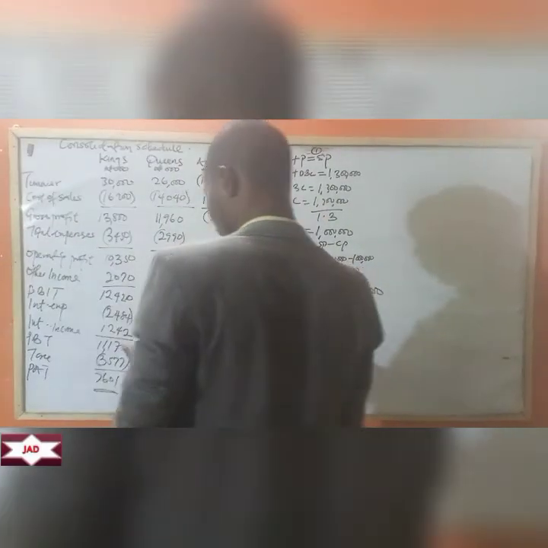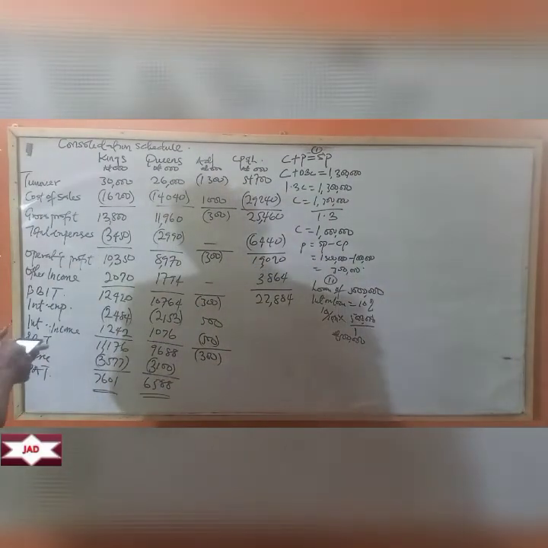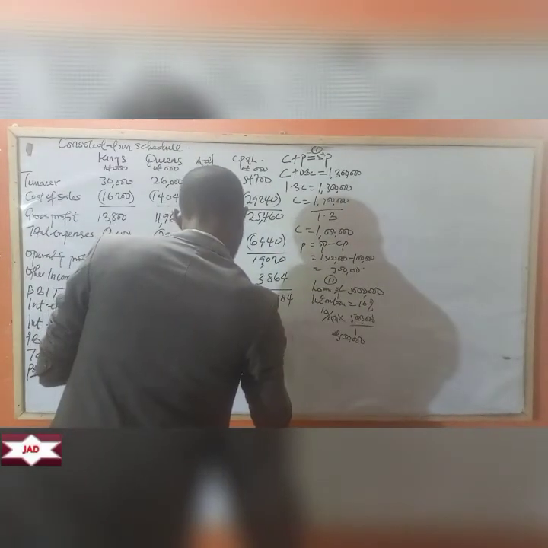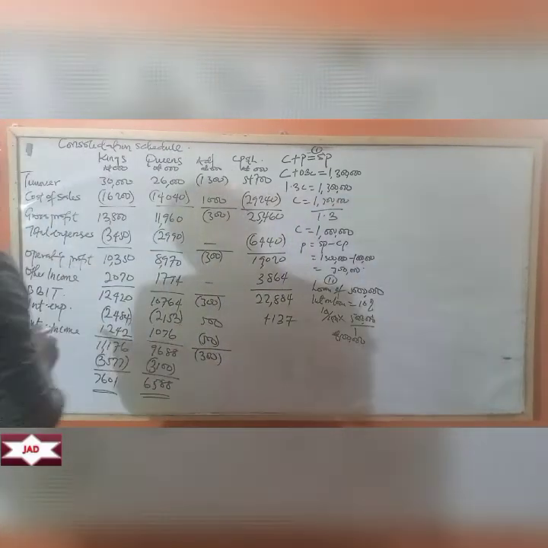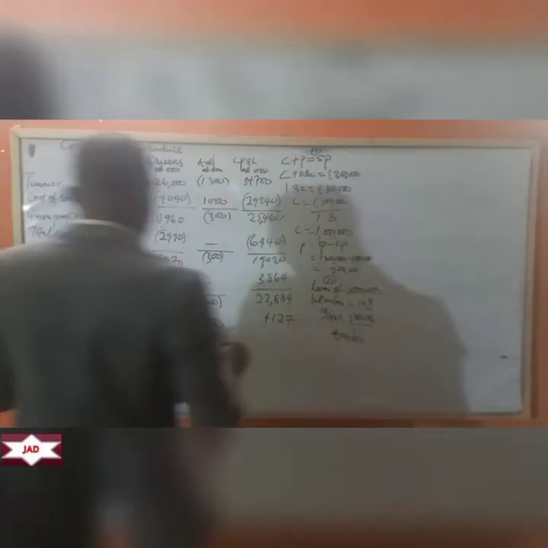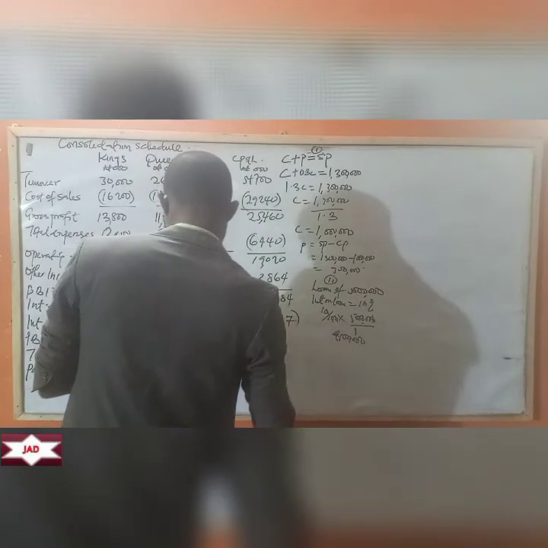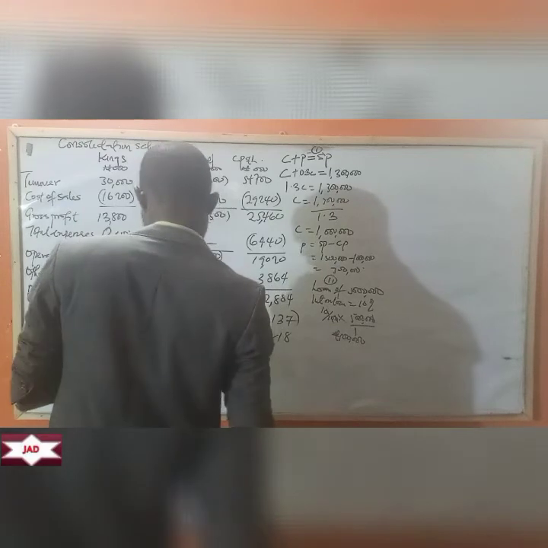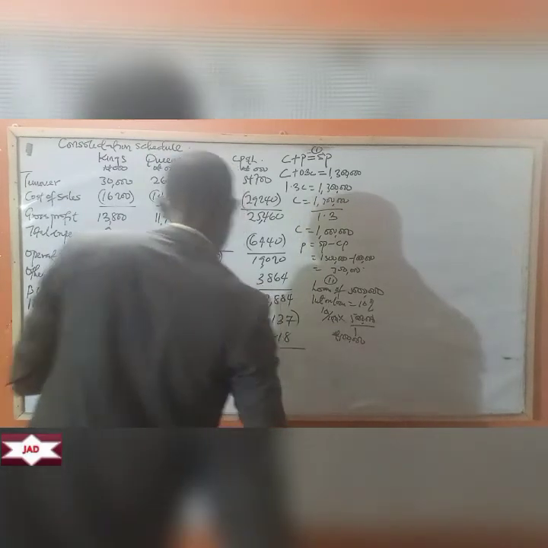However, this will change. So we have 2484 plus 2153, okay, minus 500. So here we have 4137. So for this one here, we have 1242 plus 1076. Minus 500. So we have 1818. Okay, so we take this out.